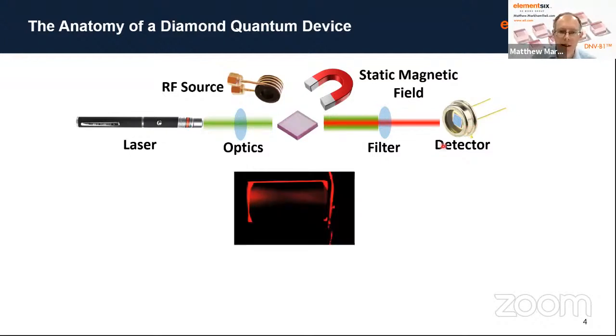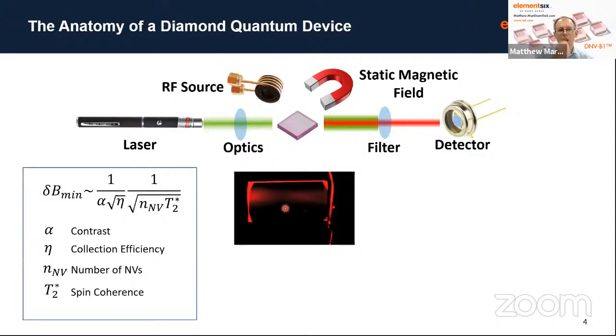And you can see that in this little video here, where basically, this here is the diamond, we're shining the light on the diamond and flipping the spin state, and you see this blinking. So you can see all this stuff at room temperature relatively simply. So what does that mean for magnetic field sensing?